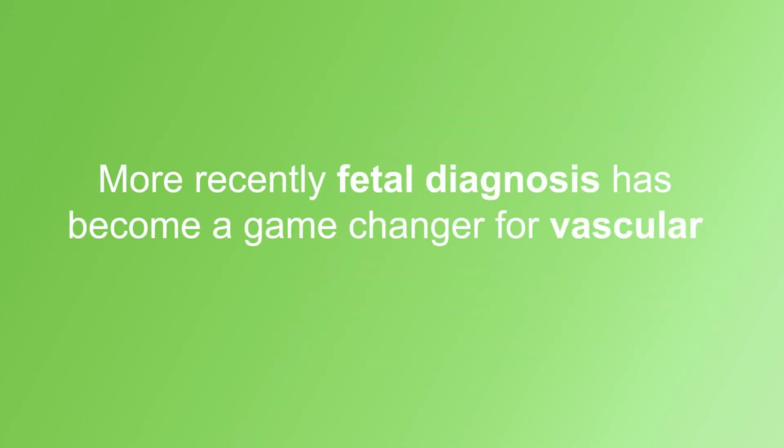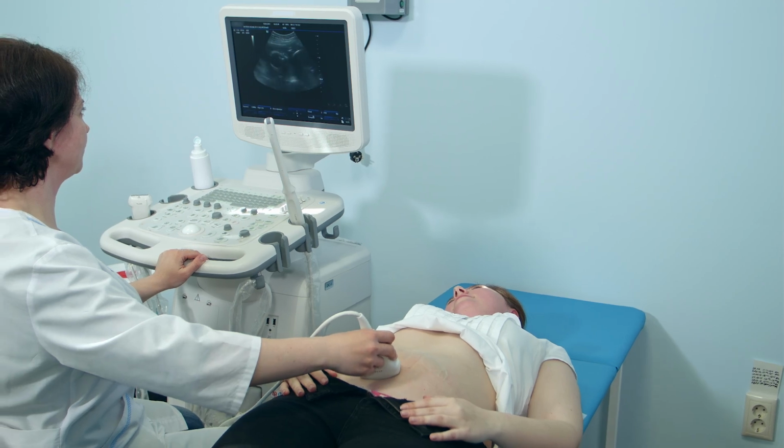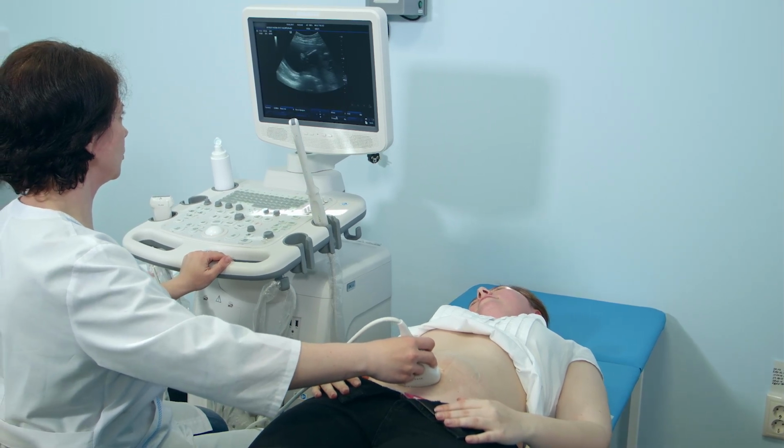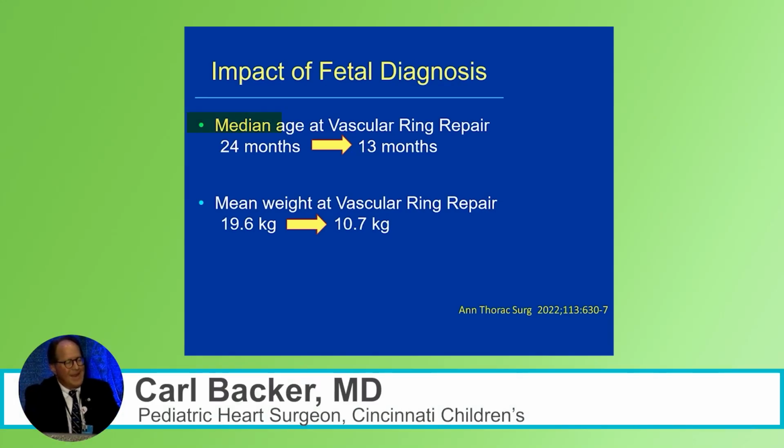More recently, fetal diagnosis has become a game changer for vascular ring management and operative timelines, especially as more and more patients are being seen by surgeons before they are even born. What we found in our series was that the median age at vascular ring repair dropped from 24 months to 13 months if there was a prenatal diagnosis, and the mean weight at the time of surgery dropped from almost 20 kilos to about 10 kilos.